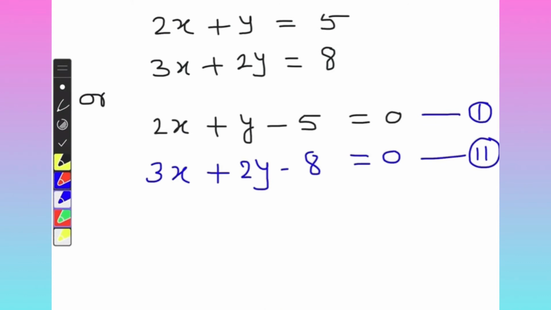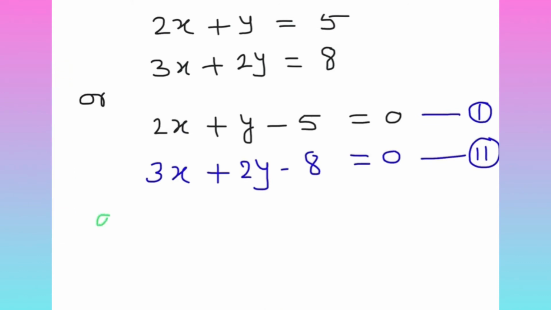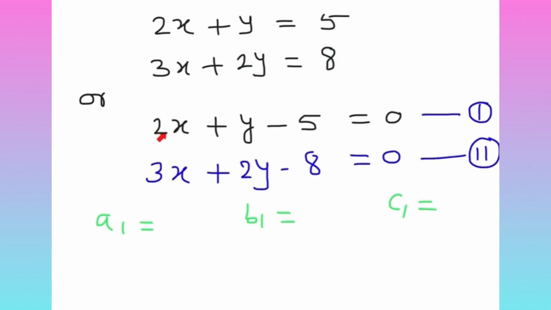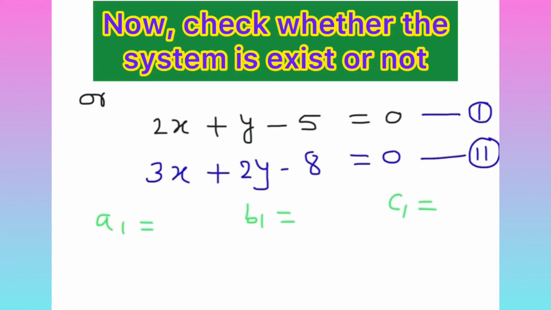So what to do? First of all you will write a1 equal to, b1 equal to, and c1 equal to. After that, you can see that the value of a1 is the coefficient of x, and the value of b1 is the coefficient of y. Here you can see that it is 1 only, and c1 is minus 5. So you will write this is 2 and this is 1 and c1 is minus 5.